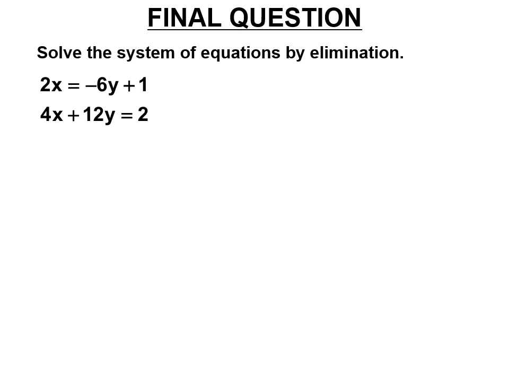Final question. Final question needs rearranging. So let's add 6y to both sides, and we get 2x plus 6y equals 1, and this is 4x plus 12y equals 2. Oh, notice I only have to multiply the top one by 2. I don't have to do anything here. I don't have to multiply both of them.